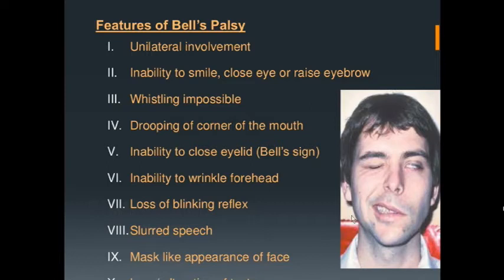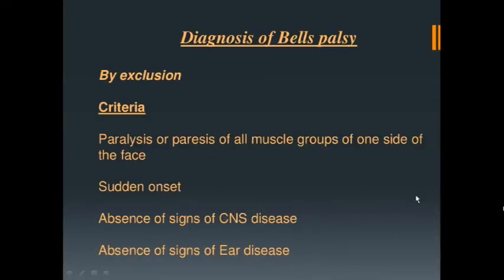What are the other features? It is unilateral always. Inability to smile, close the eye or raise the eyebrow. Obviously all facial expressions are gone. Whistling is impossible. Drooping of the corner of the mouth. Inability to close the eyelid, which is Bell's sign. Wrinkling is gone on that side. Loss of blinking reflex, slurring of speech. So here which side is affected? Obviously the left side.